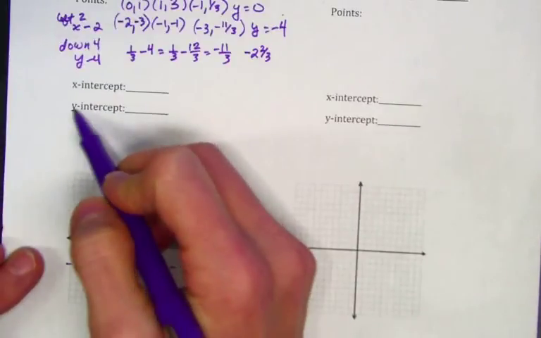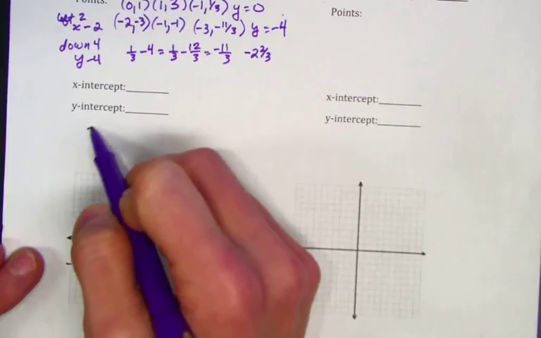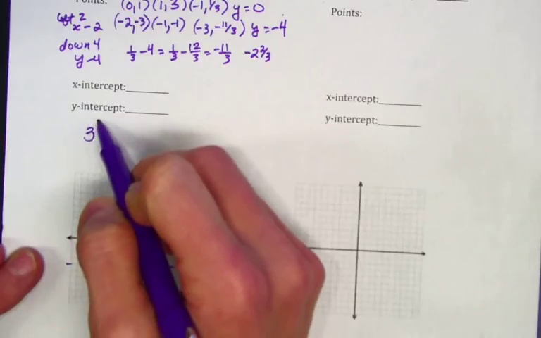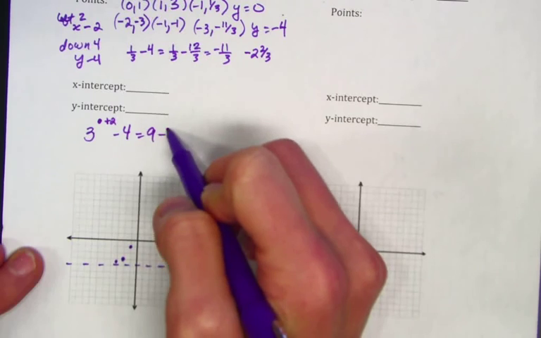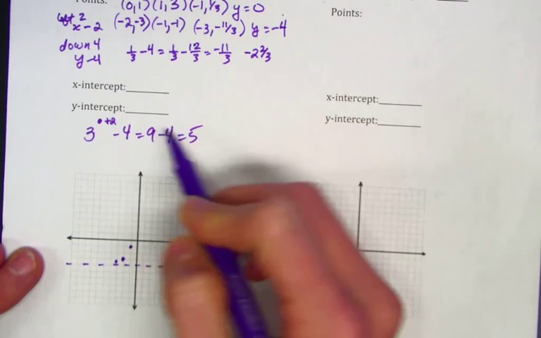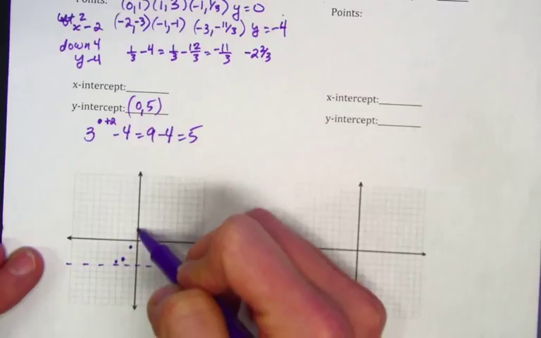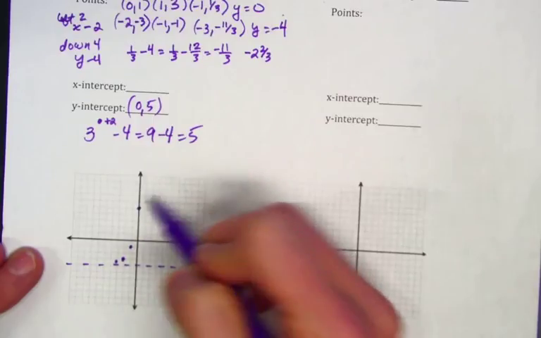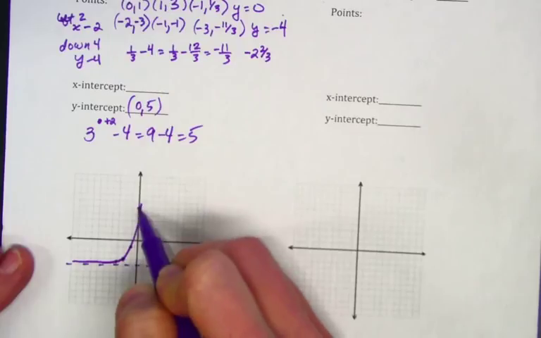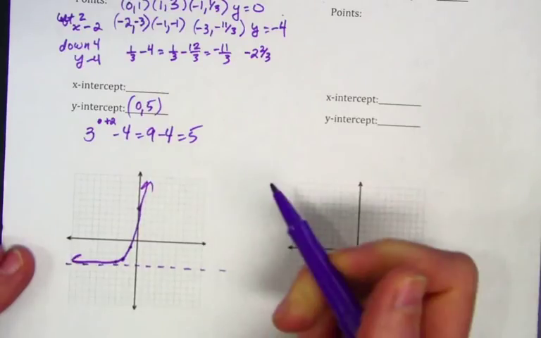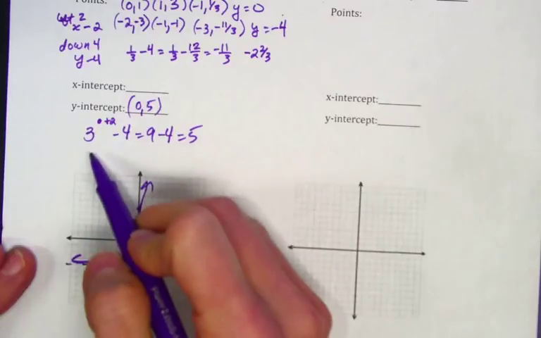If I have the y-intercept, that's going to be 3 to the 0 plus 2 minus 4, and 9 minus 4 is 5. So when x is 0, y equals 5, so I can actually plot that: 1, 2, 3, 4, 5. So bring this up.